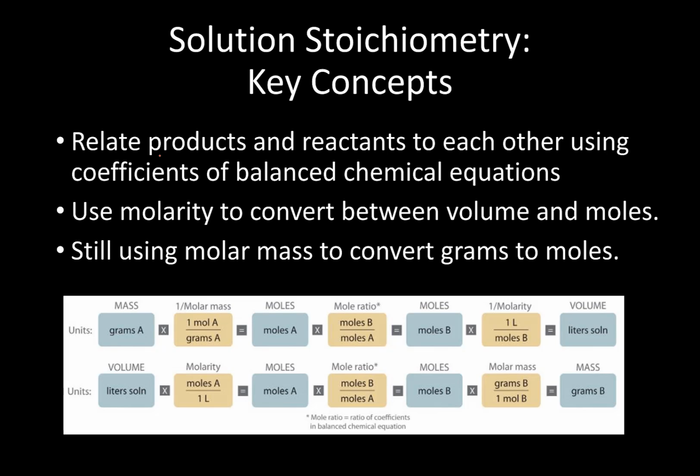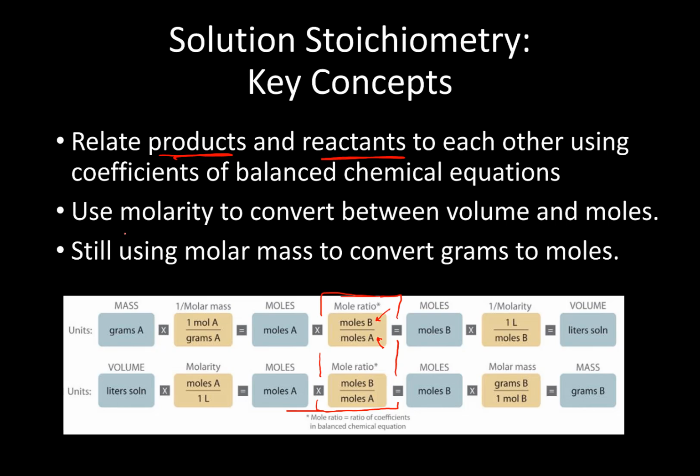You're still relating products and reactants to each other using coefficients of balanced chemical equations. This would be what we call the mole ratios. So this is the ratio of coefficients in the balanced chemical equation. So you're saying, for example, for a certain moles of reactant B that reacts, you get a certain number of moles of A produced. So those are the coefficients of the balanced chemical equation. We've seen this before. You do the same thing with solution stoichiometry.